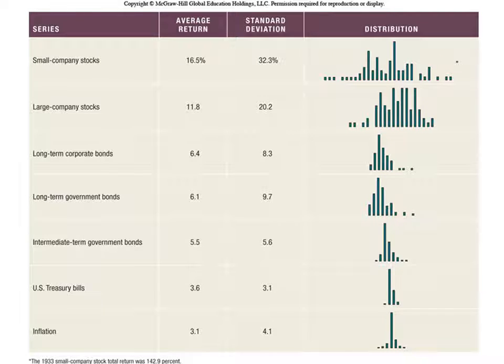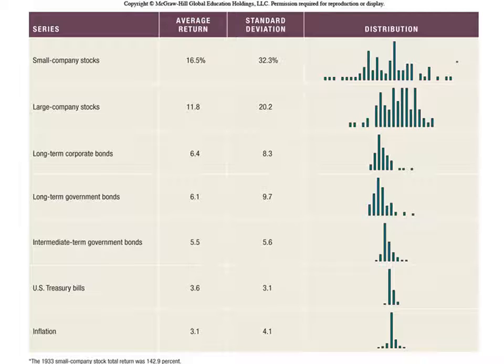So here are the assets we were looking at earlier on the chart, the logarithmic chart, with a few more assets added in. And these assets are sorted in descending order of return. In other words, the riskiest one is at the top, the safest one is at the bottom. Of course, we're not talking about inflation, we're talking about U.S. Treasury bills. Inflation is just there for a benchmark.